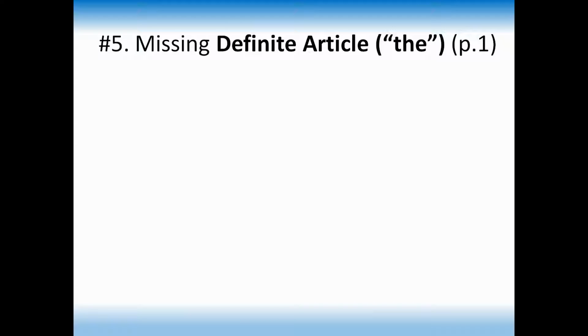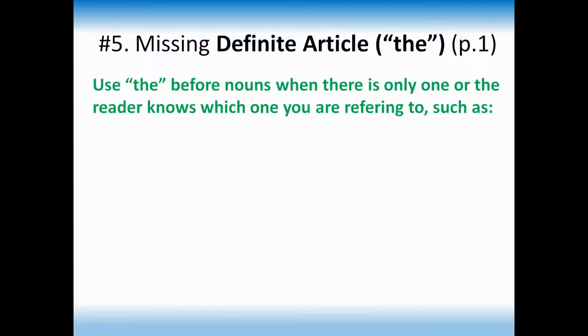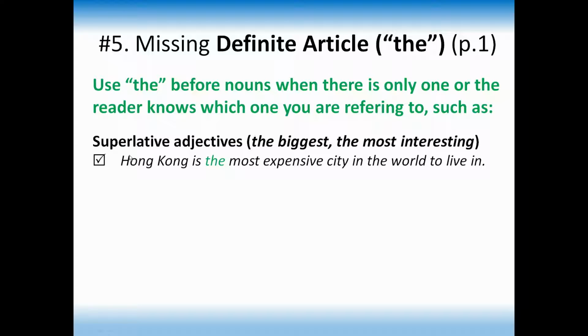The last one is missing definite article the. Most people know the general rule, which is use the before nouns when there is only one, or the reader knows which one you're referring to. But there are other rules or exceptions to the rule, or special cases, let's say. That's why this is page 1 of 3 pages.